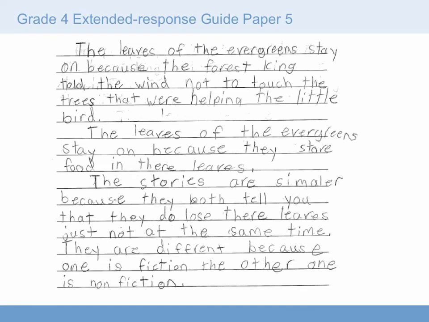Guide Paper 5 is the first of the 2s. The student writes, "The leaves of the evergreen stay on because the forest king told the wind not to touch the trees that were helping the little bird. The leaves of the evergreen stay on because they store food in their leaves.